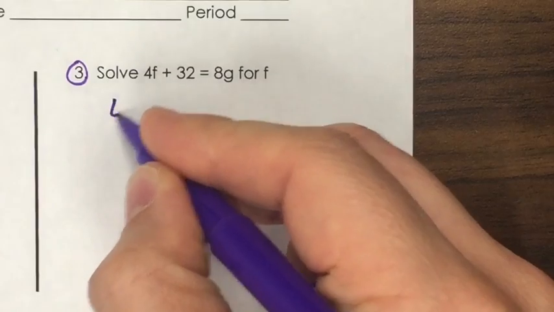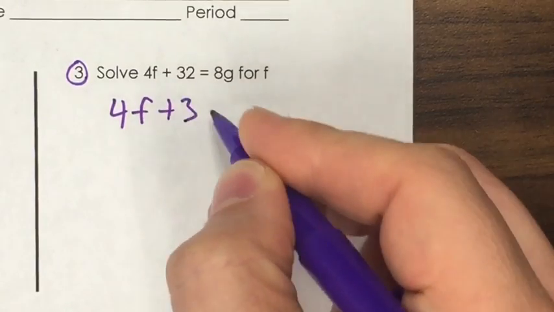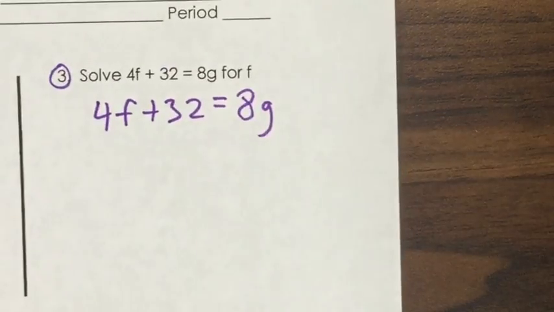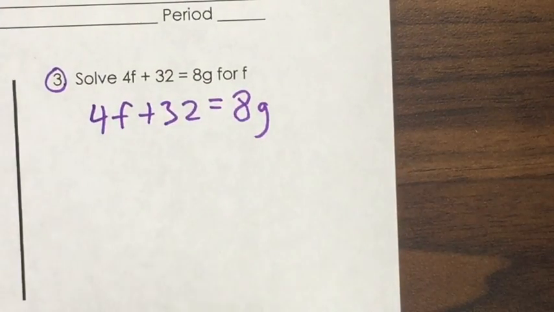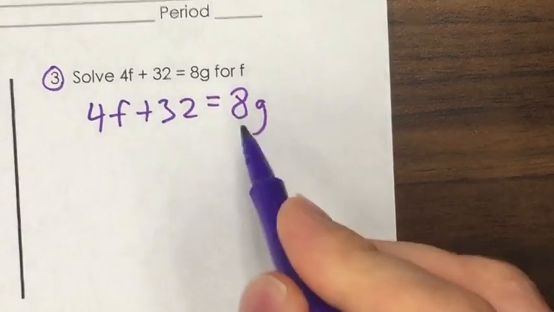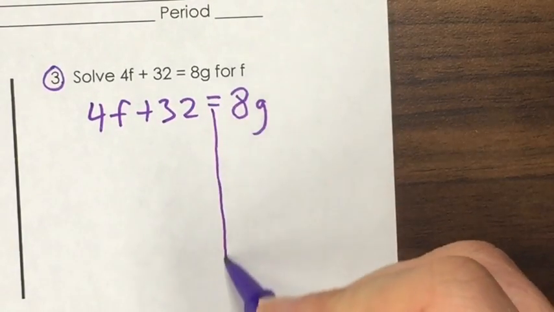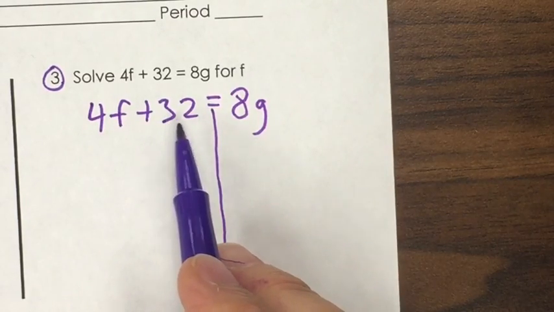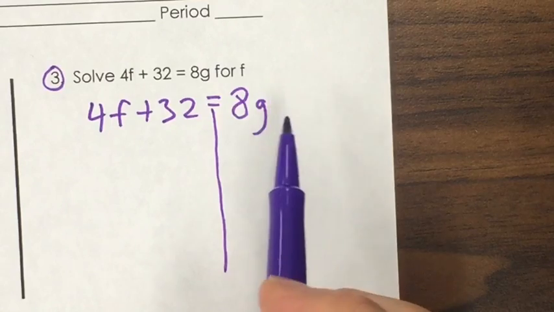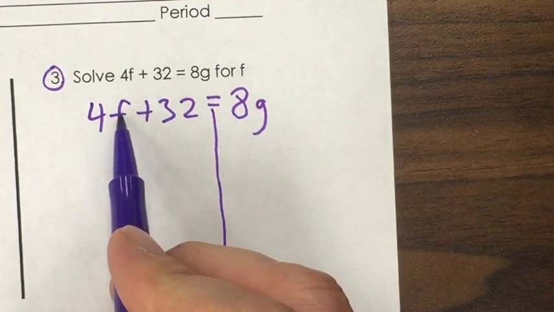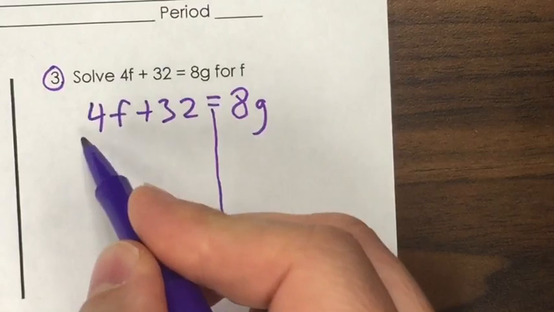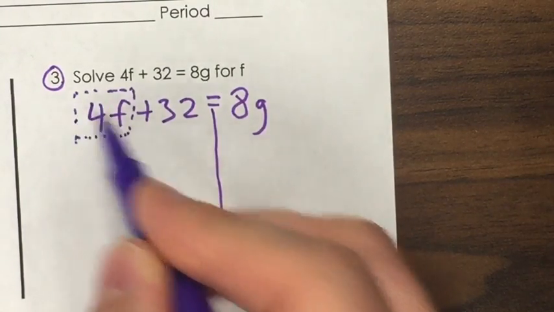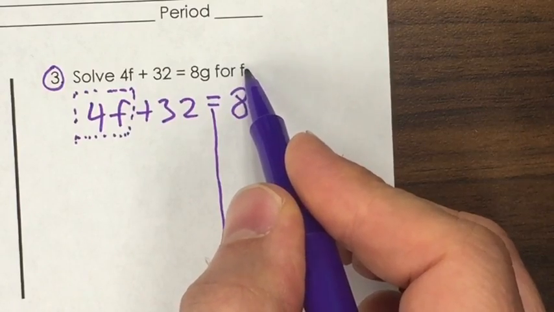So I'm going to rewrite it. 4f plus 32 equals 8g. Okay, I want to get the f by itself. Here's my wall at my equal sign. On the left-hand side, I have 4f plus 32. On the right-hand side, I have 8g. Where's the f? Here's my f. I want to put a little box around the term that has my f, that I want to get by itself.